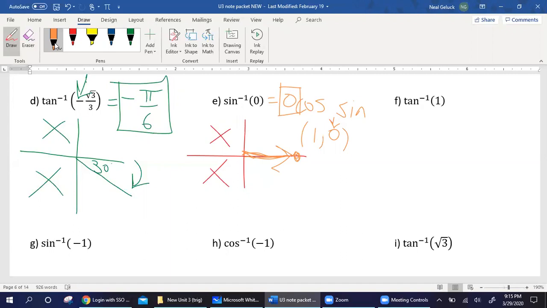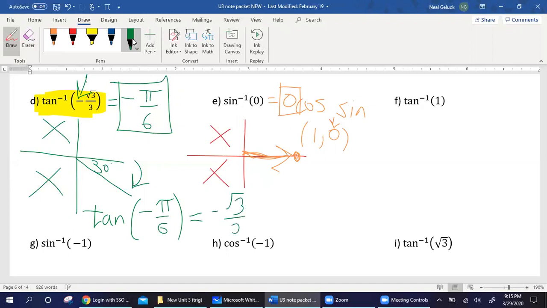And again, if you're getting confused on these, like let's look back at letter D, think of them as regular trig. I'm saying the tangent of some angle, which I decided was negative pi over 6, would give me negative root 3 over 3. So basically think of these two things switching, and it's regular trig.